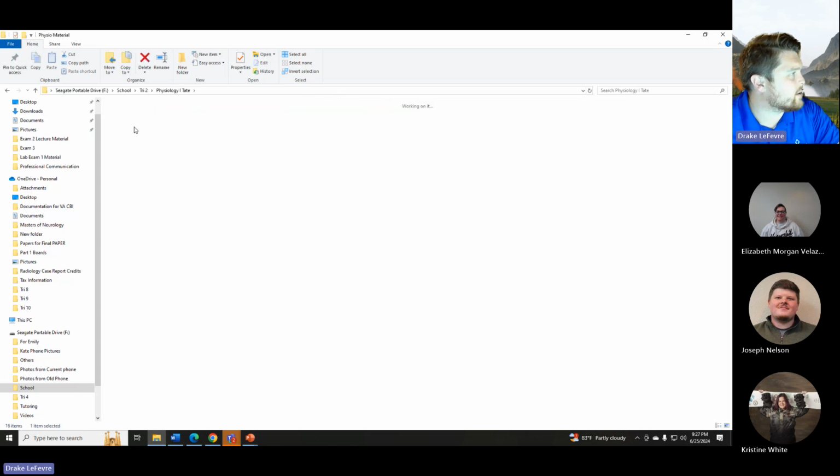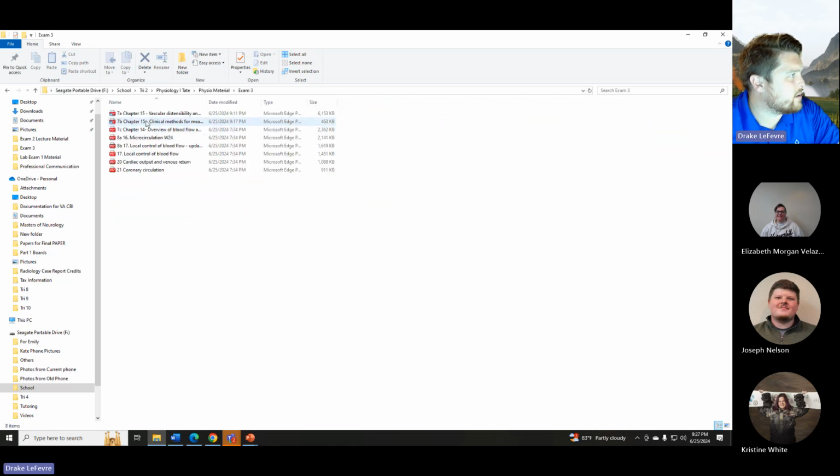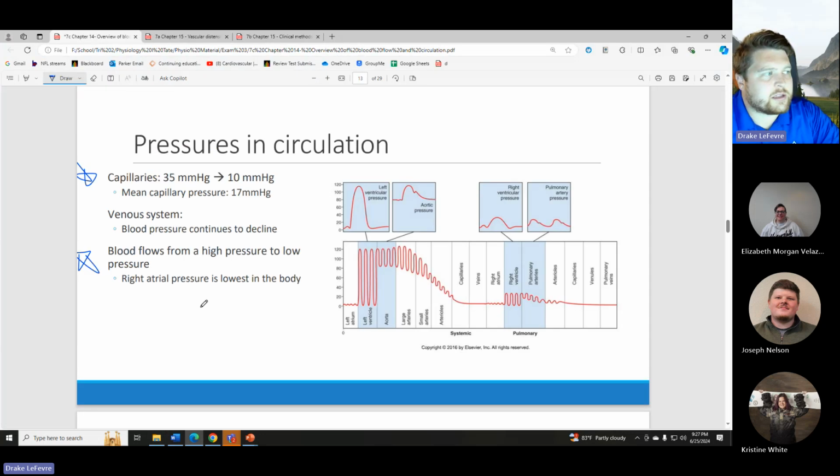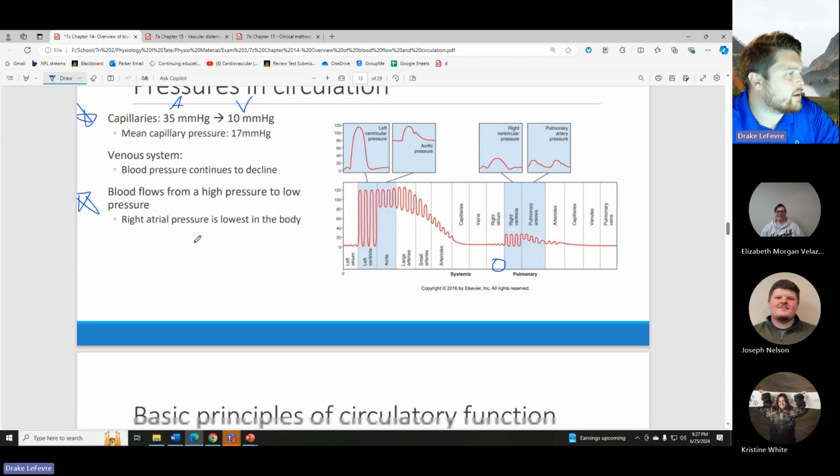That's from microcirculation this week, right? Let's see, 3, 8, yeah. Microcirculation is all about capillary stuff. So 35 on the arterial side, 10 on the venous side, going from high pressure to low pressure. Blood pressure continues to decline all the way to the right atrium, where ideally it is 0 millimeters of mercury.